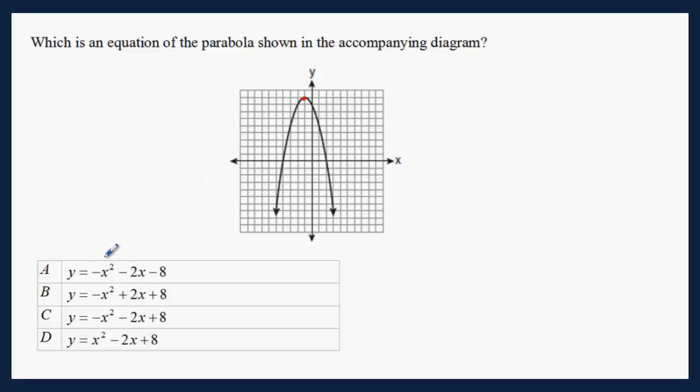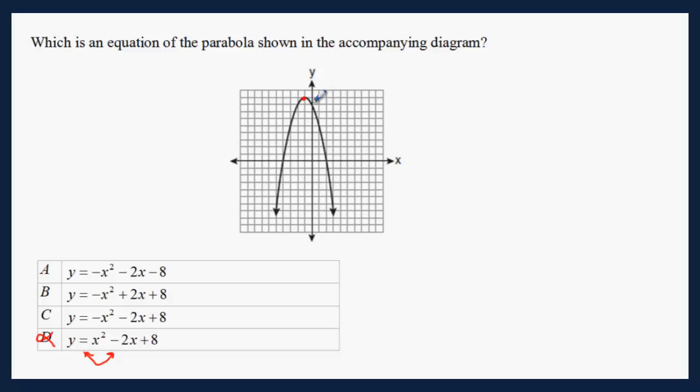What I mean is that the number beside the x squared must be negative. It cannot be positive, because then the parabola is going to open upward. So it is not choice D.